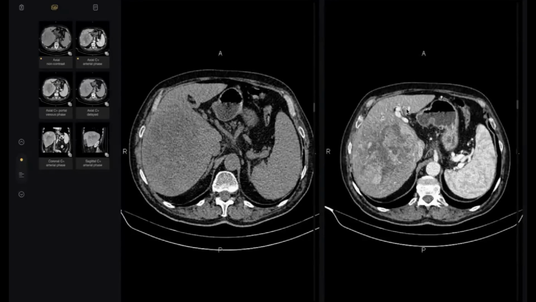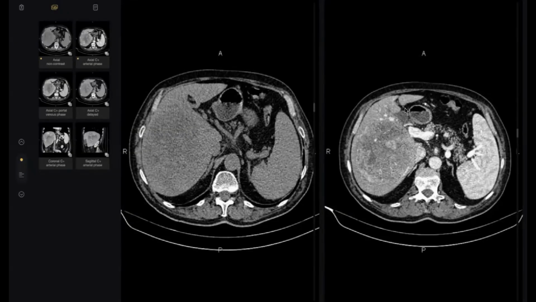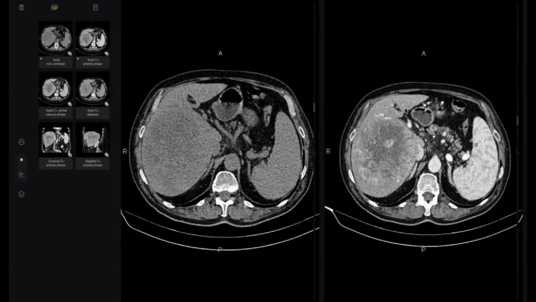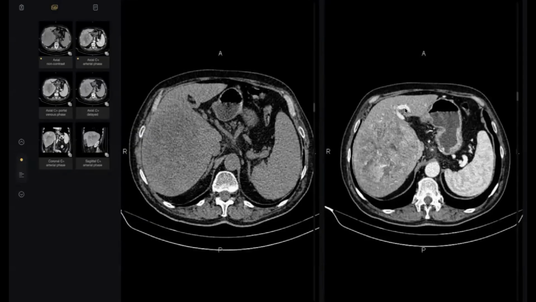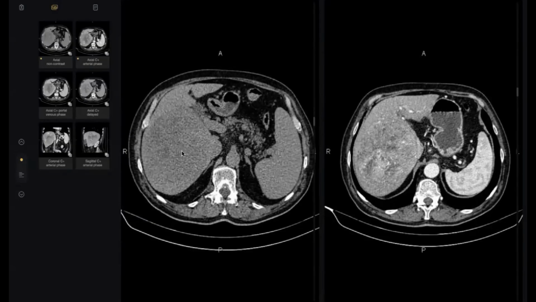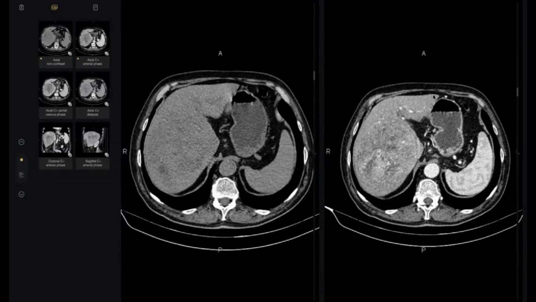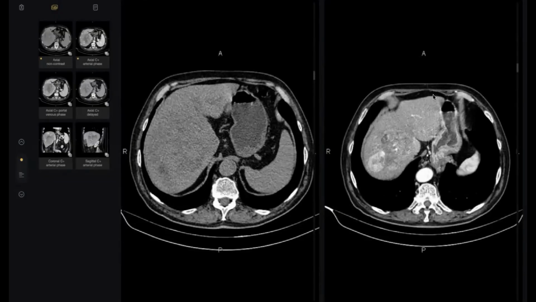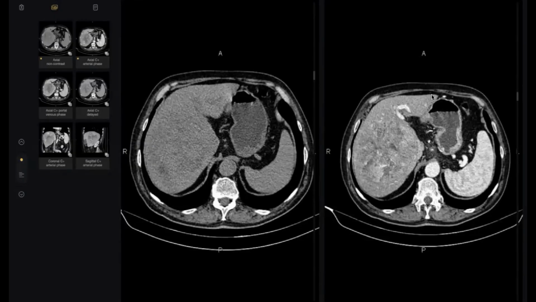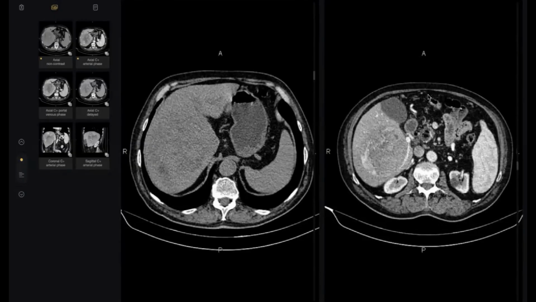These are arterial phase images and non-contrast images. I can see a large, well-defined lobulated hypodense lesion in segment 7 of the liver, which shows internal areas of necrosis. On arterial phase, it shows heterogeneous post-contrast enhancement. Spleen is enlarged.